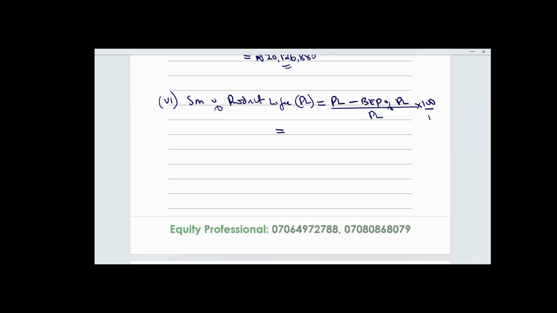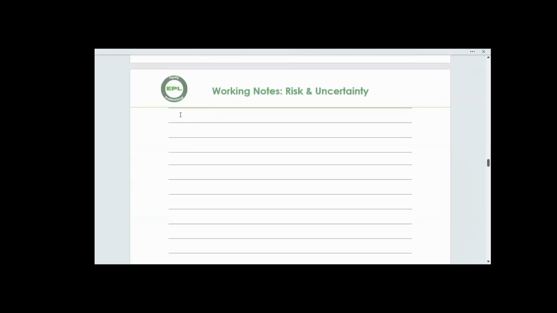So in this case, we need to go and calculate. We already know product life to be 10 years. The useful life of the project is 10 years, but we don't have the break-even point of the product life. So we need to go and estimate it. So let's use this page. Calculating break-even points of product life.